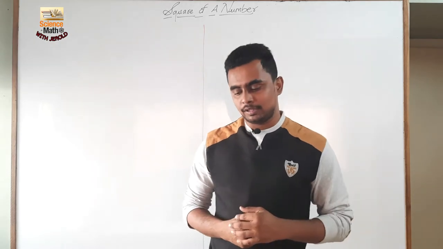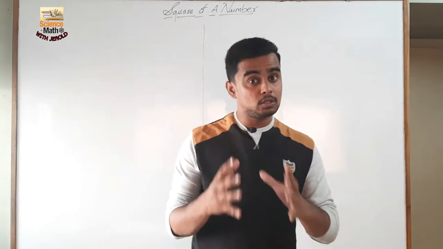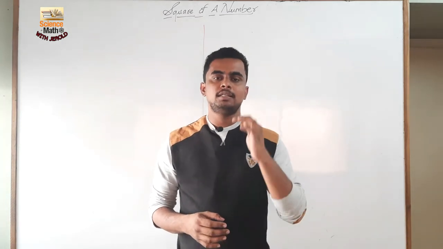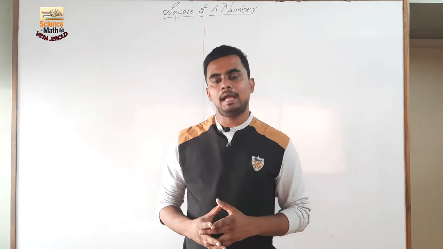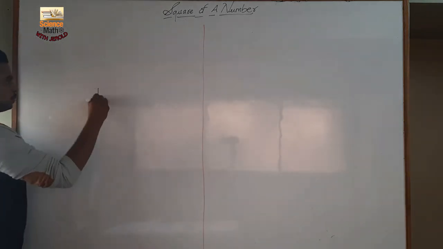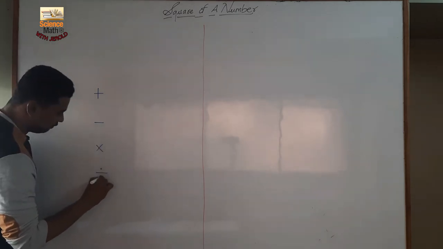Let us start with squaring the numbers and how you can square the numbers with simple arithmetic of addition, subtraction, multiplication and division. So here I will write the four arithmetic signs, that is plus, minus, multiply and divide.